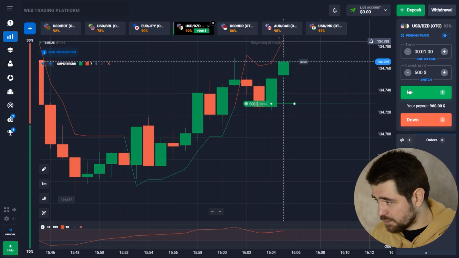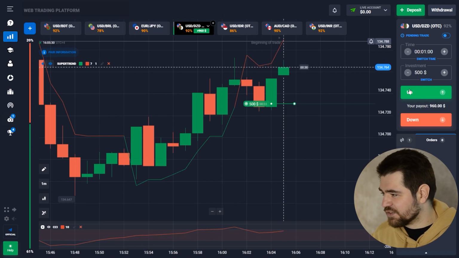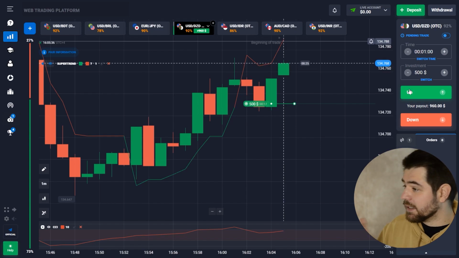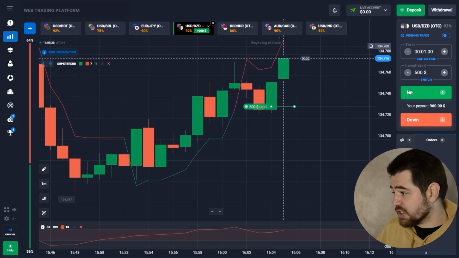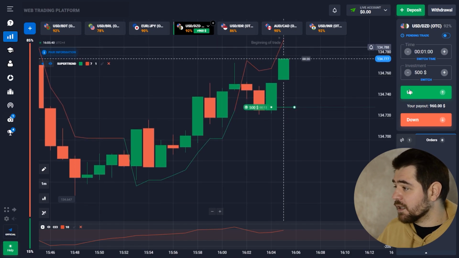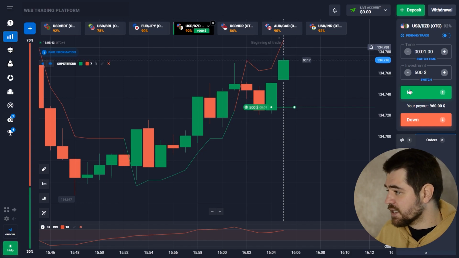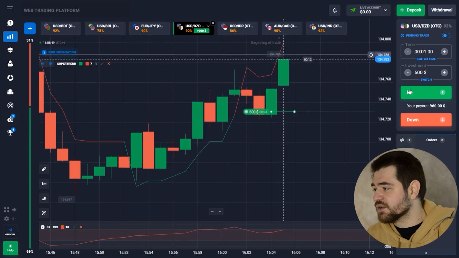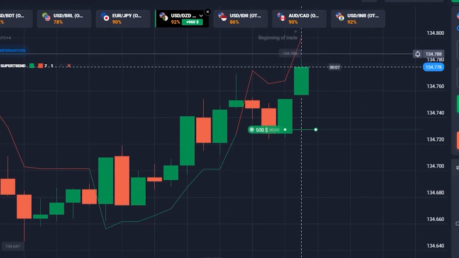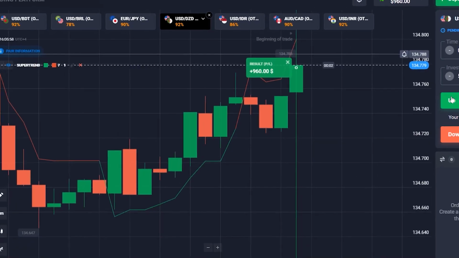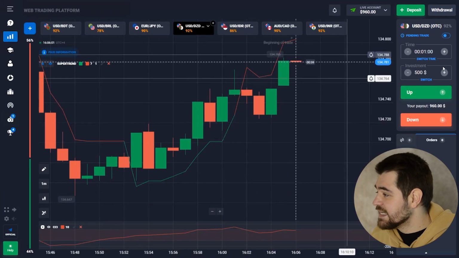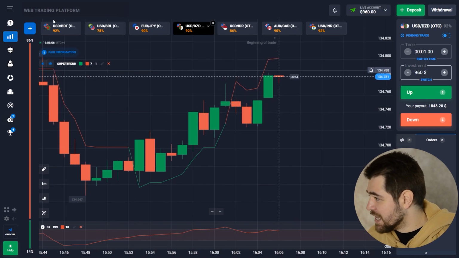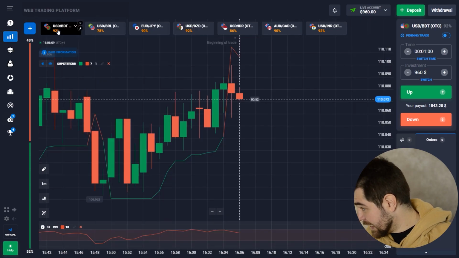And as you can see, the price started going up straight away after we made our option, and this is a good sign. So this big green candle is a sign of a bullish impulse, and I think we're on the correct path here. Let's wait for the result of this one and continue. Here is the result of this. 92% of the payout. It's 960 already. We're going to put that in here, and let's go to this currency.